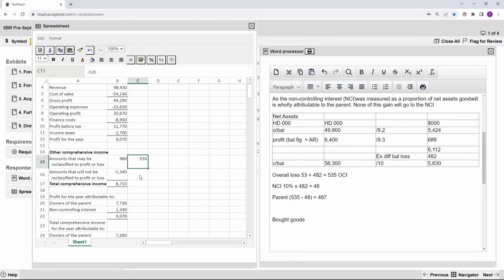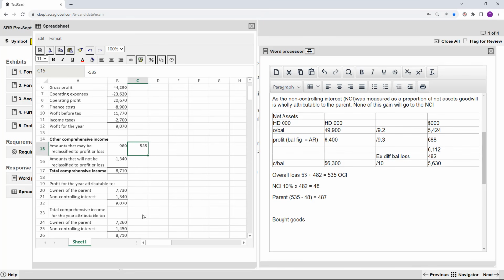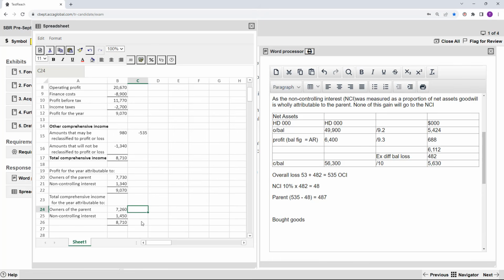Now, that 535 in OCI is partly attributable to the parent, total comprehensive income, partly to the parent, partly to the NCI. And as we have sussed out already, the NCI is only suffering from the share of the net assets, whereas the parent suffers 90% of the net assets, but 100% of the goodwill. And that is a figure of 487.